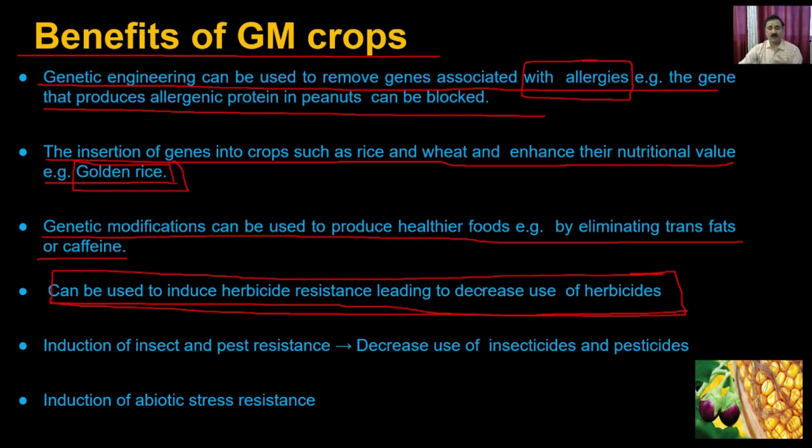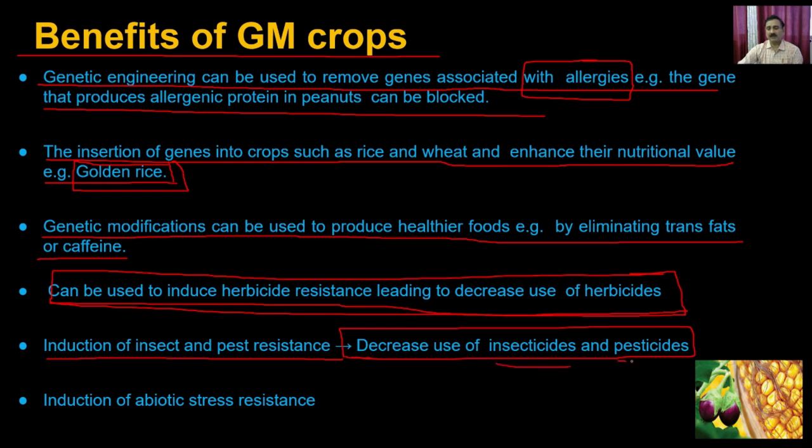It is also reducing the productivity of particular types of land, because it affects not only the growth of the herbs in the particular crop, but also the productivity of that land. Then you have the induction of insect and pest resistance, which is also beneficial because it is going to decrease the use of insecticide as well as pesticide. And then you can also have genetically modified crops with abiotic stress resistance.